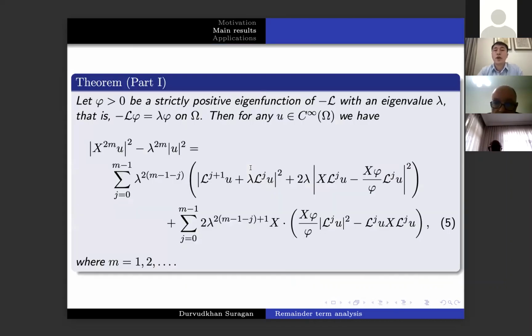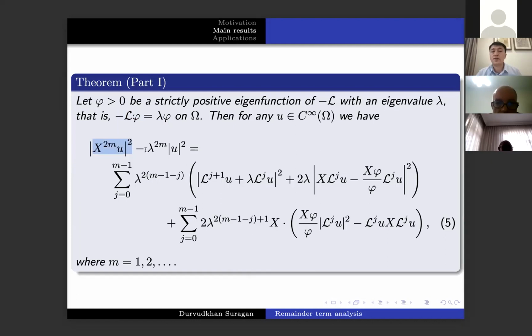So here we have our main theorem. It assumes that our sum of squares operator has some positive eigenfunction and eigenvalue. So if we can find some function which satisfies this equality in omega, and there exists a number lambda, then for smooth functions we have this algebraic relation.